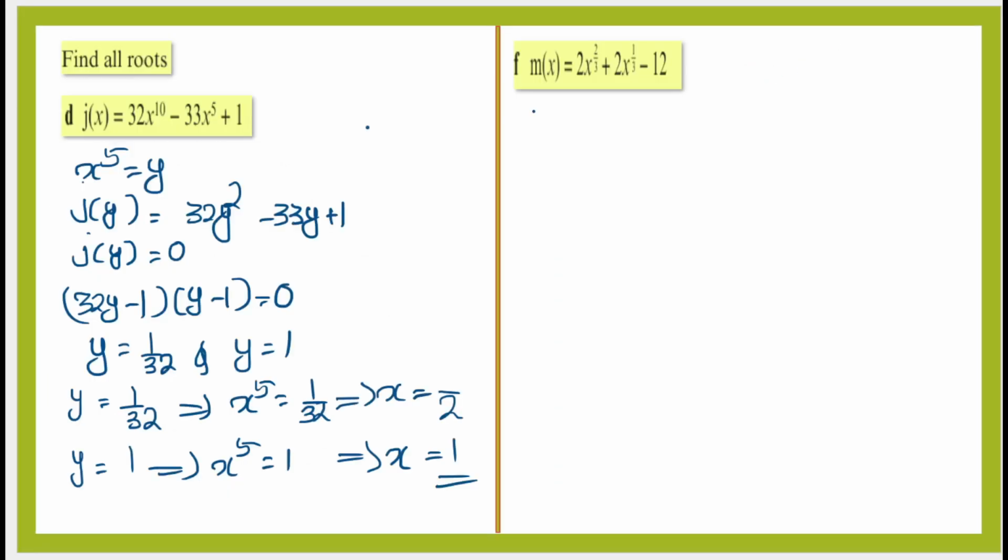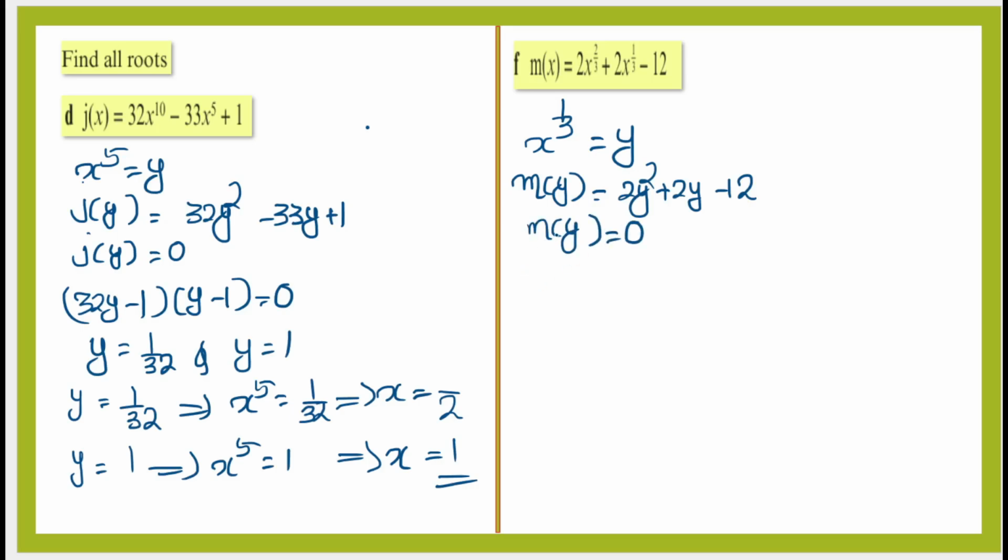Now let's find the roots of m of x equal to 2x to the power 2 by 3 plus 2x to the power 1 by 3 minus 12. For further simplification, let us take x to the power 1 by 3 as y. Hence the whole expression becomes m of y is equal to 2y square plus 2y minus 12. For finding the roots of m of y, let us take m of y as 0. Now factorizing, the whole expression becomes (y plus 3) times (2y minus 4) is equal to 0. Now y equal to minus 3 and y is equal to 2 are the 2 roots of m of y.